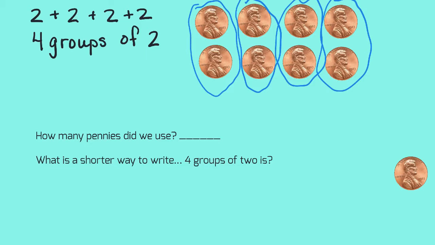So how many pennies did we use? Let's count them. And we can count by our groups of 2, right? So get ready. You say 2, 4, 6, 8. How many pennies did we use? Get ready. Yes, 8. So what is a shorter way to write 4 groups of 2 is? Think about it. Try and write it down on your paper as we practice. 4 groups of 2 is.